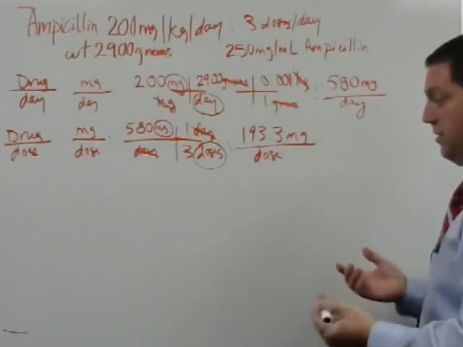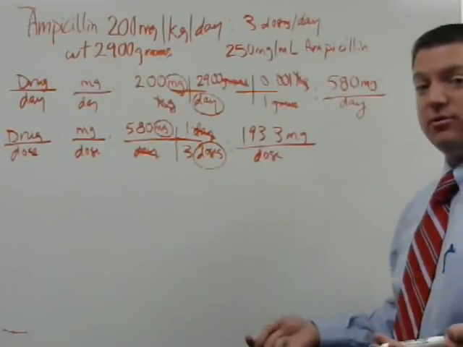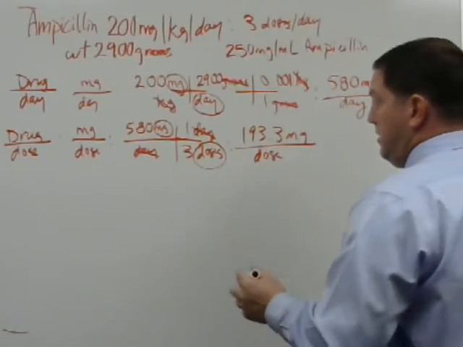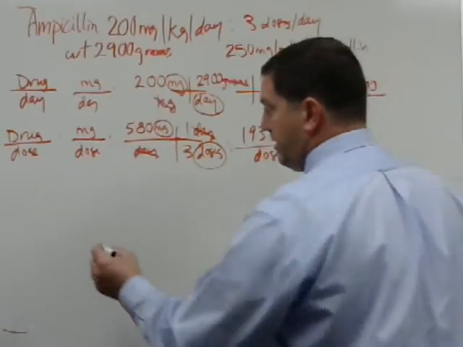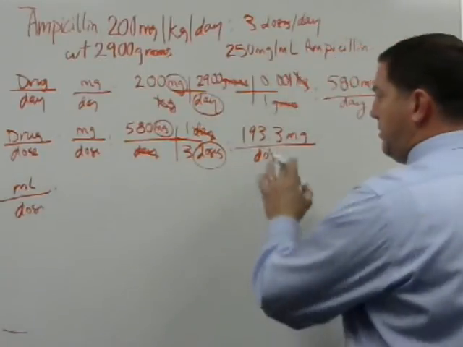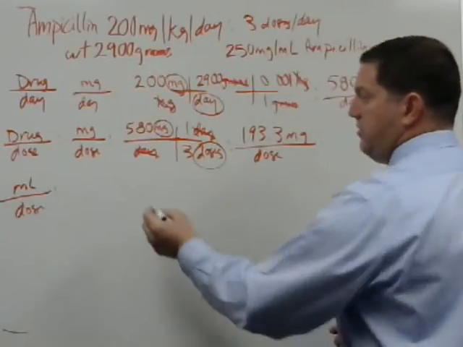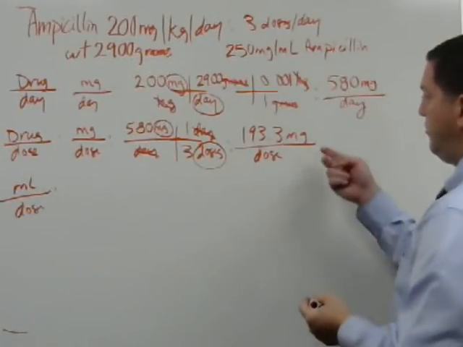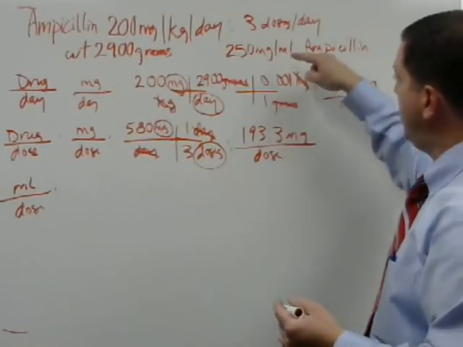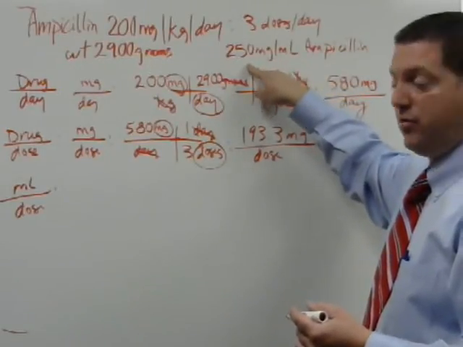Now I need to decide how I pull that out of the syringe, how I pull that out of the vial that the pharmacy sent to me. At this point I need to decide how many mLs per dose. I found how much drug; now I need to find out how much volume. mLs tells us volume, milligrams tells us how much drug. I know I'm giving 193.3 milligrams, which is the drug amount, but how much volume am I going to pull out of this vial to give that appropriate dose?